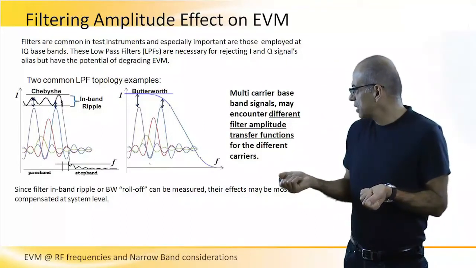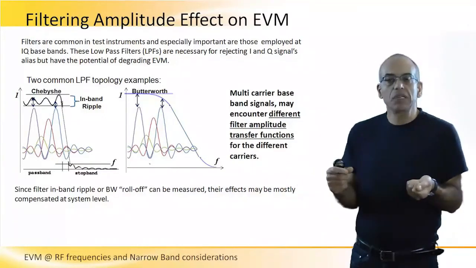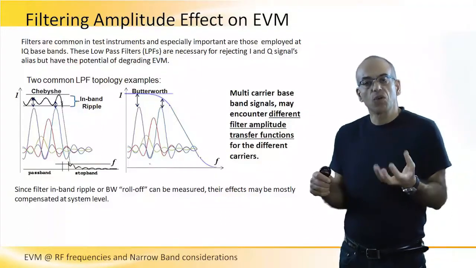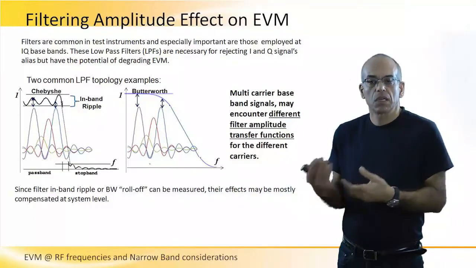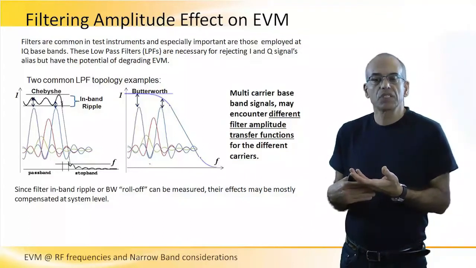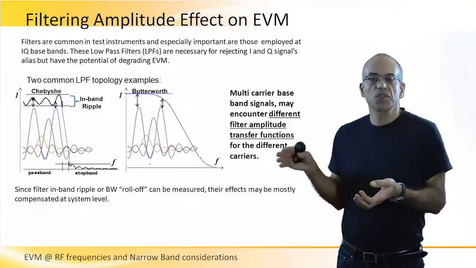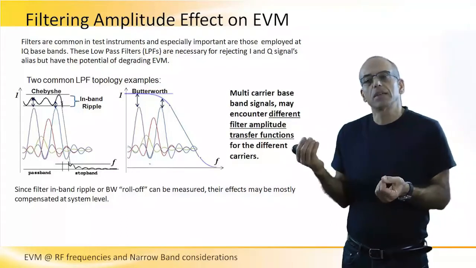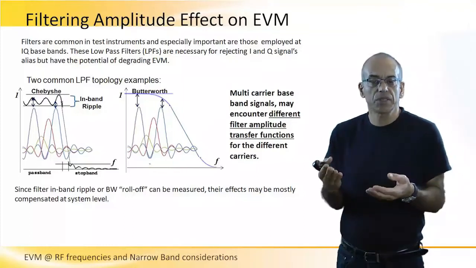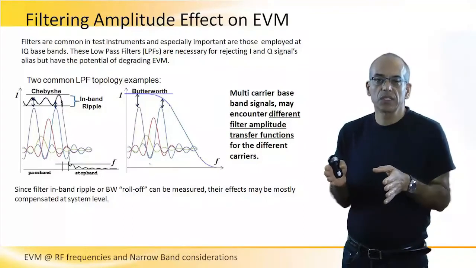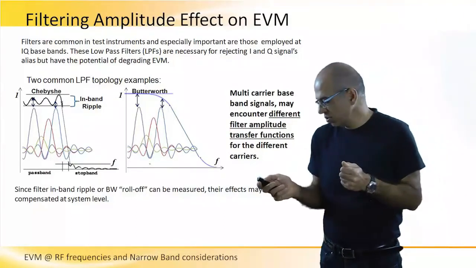So this is an impairment that can be recorded, tested, and then later compensated for or offset. Okay, we can learn the shapes of these filters, and in the digital domain we can give each subcarrier a different weight in a way that will reflect compensation for such effects.